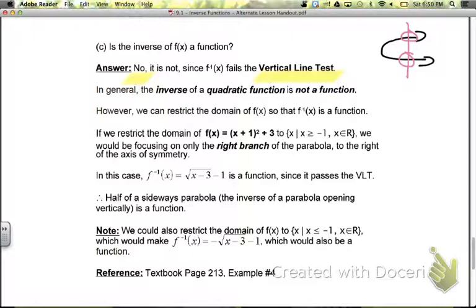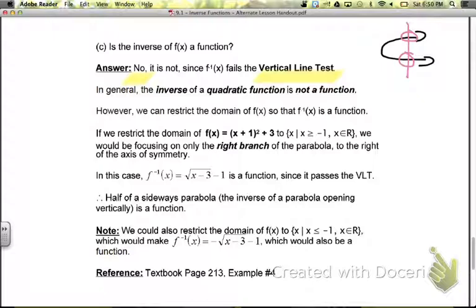Our next thing, just to note here, in general, the inverse of a quadratic function is not a function. However, you can get it to be a function if you restrict the domain. So if we were to restrict the domain so that x is greater than or equal to negative 1, you'd only focus on the right branch of the parabola. So therefore you'd only have half of it. Similarly, if you were to restrict your other side, you would only be working with the other half.